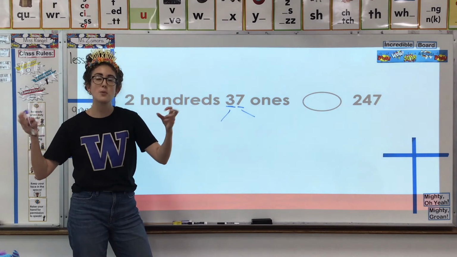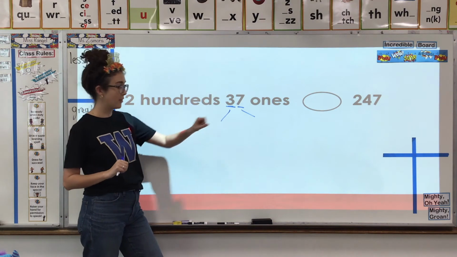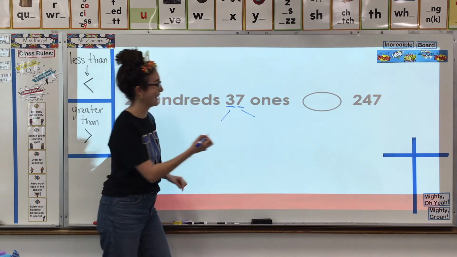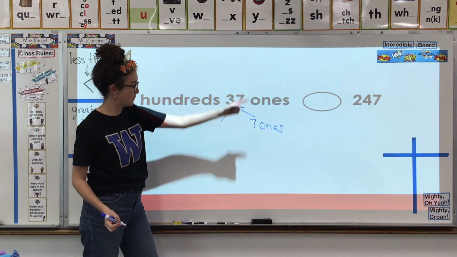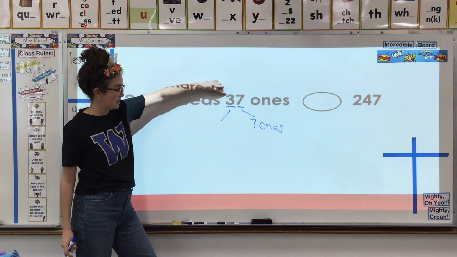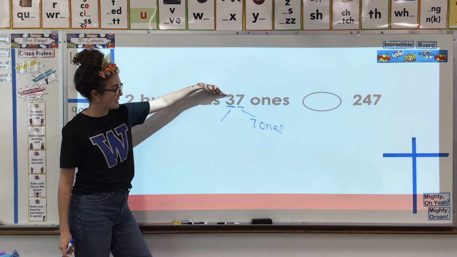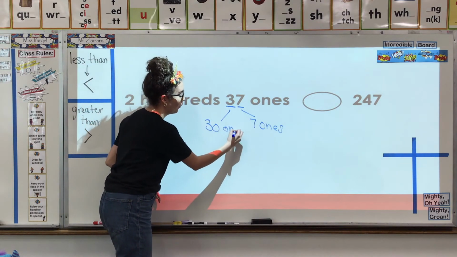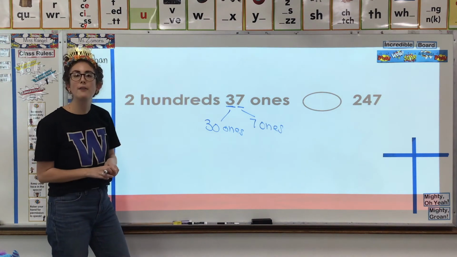Break it into groups so we can easily see what we need to bundle. In 37 ones, there's a group of 7 ones. That comes from this 7 in the ones place. And what about this 3 in the tens place? That would be a group of what? 3 tens would be 30 ones. This 3 in the tens place would show a group of 30 ones.